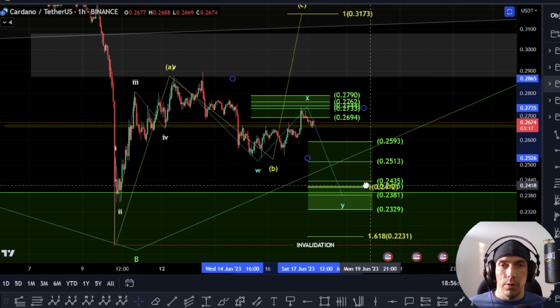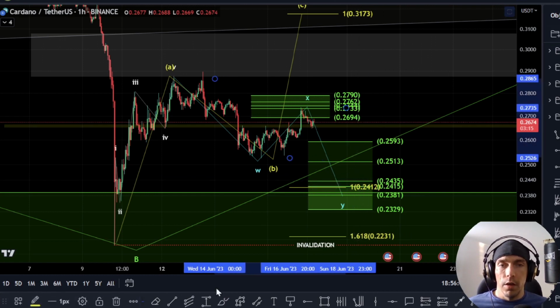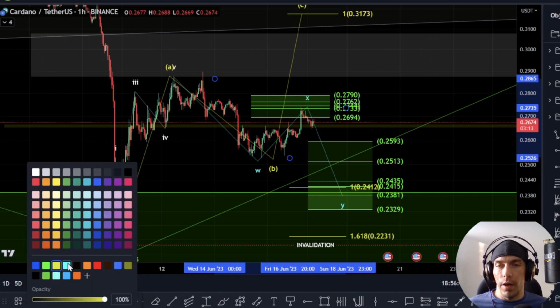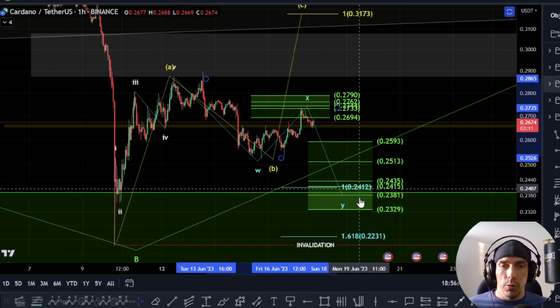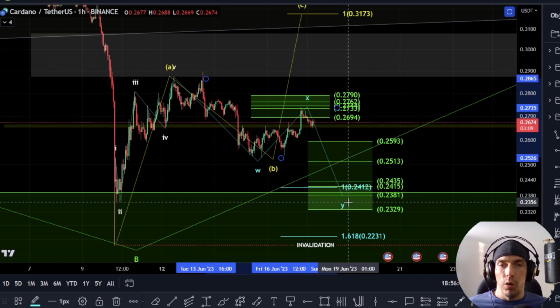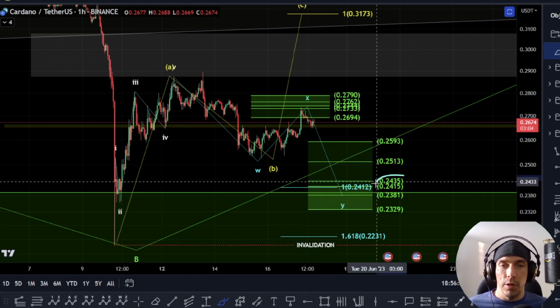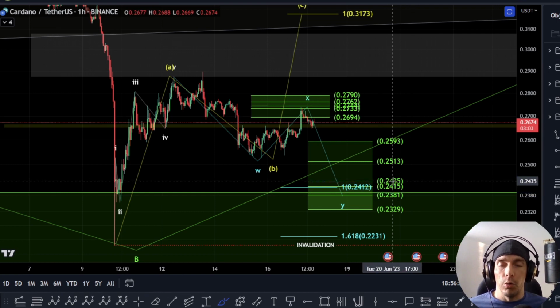Now, if we did have to look to break to the downside here, the 1 to 1 of this would actually be here at this blue line here. This 24.12 would be that 1 to 1 area. Now, this would actually be quite an interesting zone if we do look to move in here. This would be looking to bring us back into that golden pocket region.